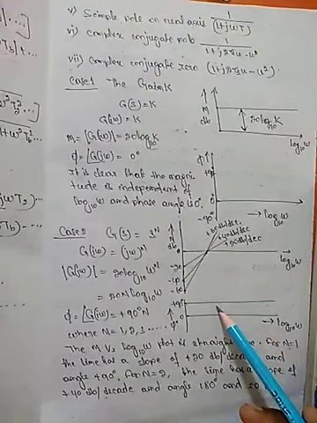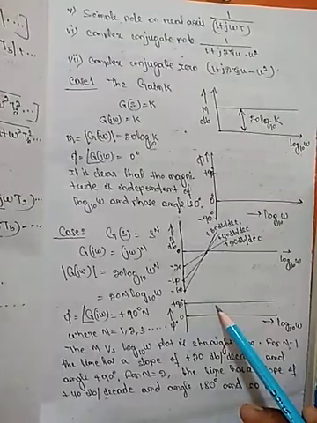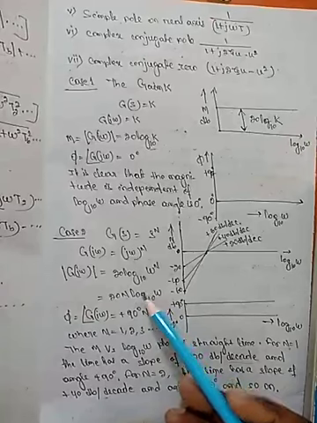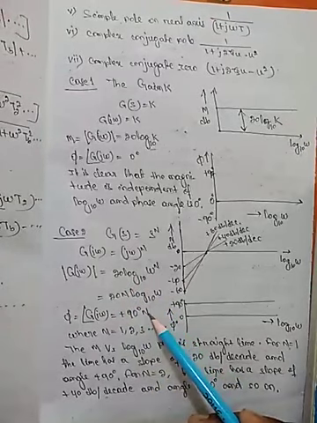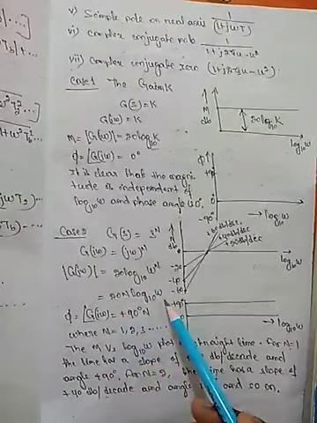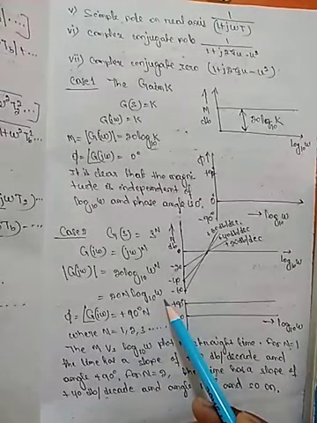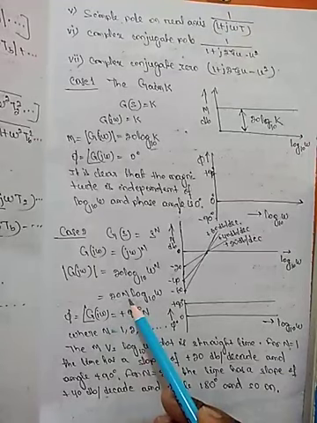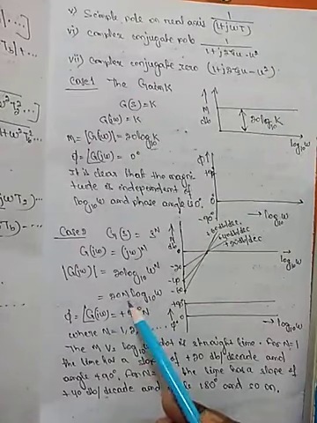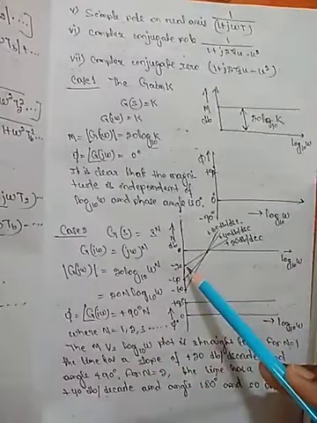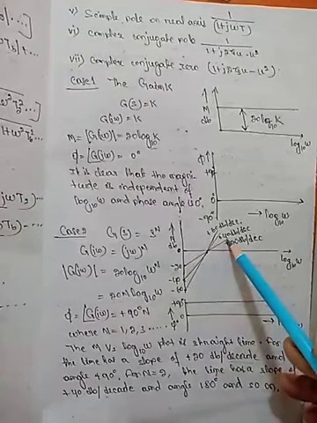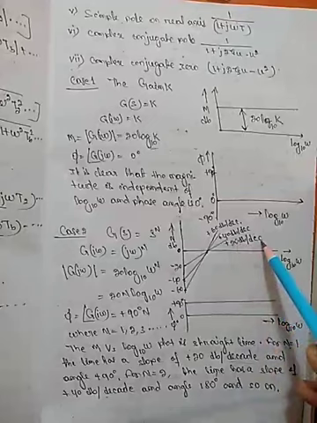How do you represent this in the magnitude plot and phase angle plot? See, if n equal to 1, from these two equations we study that the nature of the magnitude plot is a straight line. For n equal to 1, it is a straight line with a slope of plus 20 dB per decade.